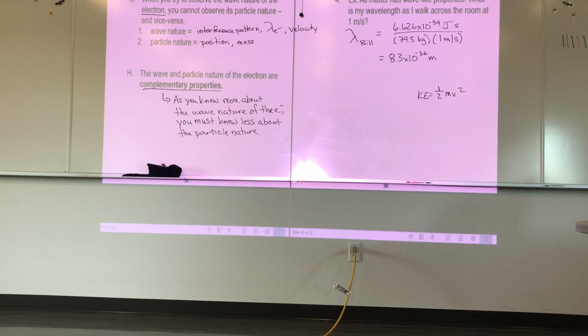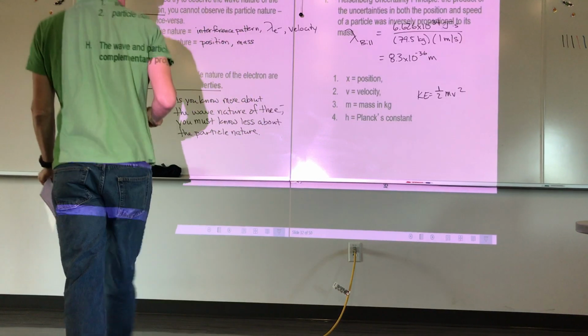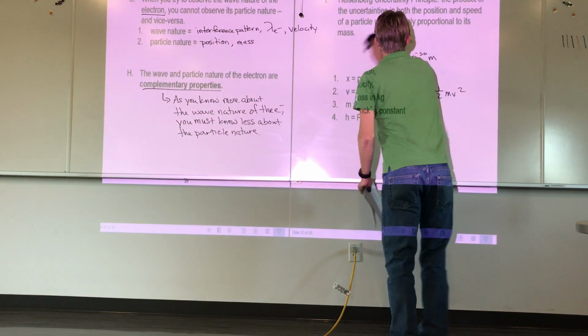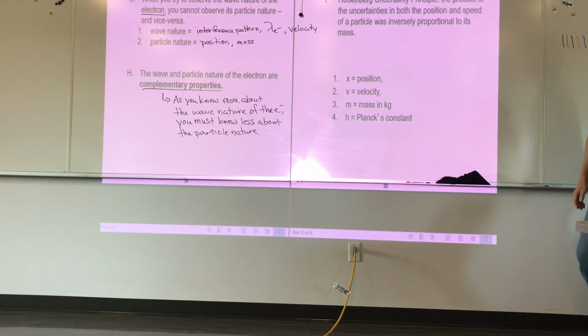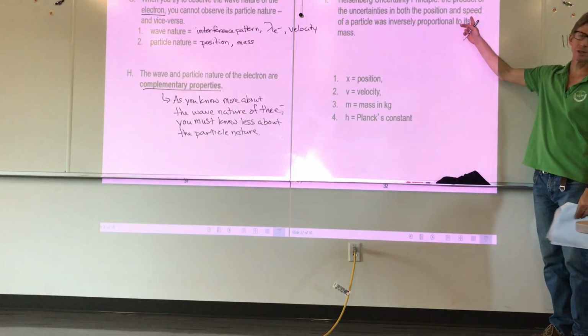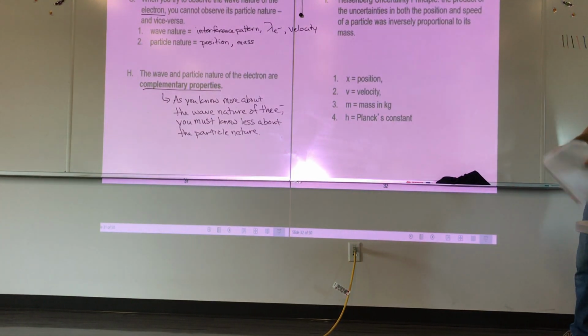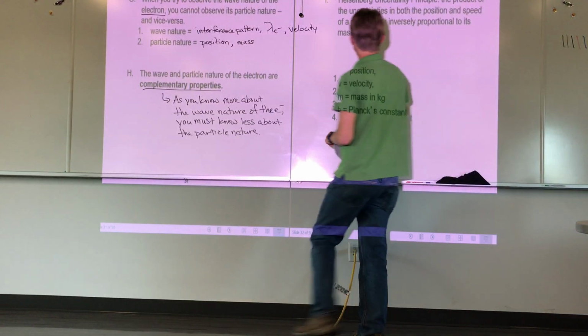And this is represented by an equation and a principle. That principle is called the Heisenberg Uncertainty Principle, which says that the product of the uncertainties in both the position and speed, we've talked about the relationship between speed and velocity, of a particle is inversely proportional to its mass. There's an equation for this.